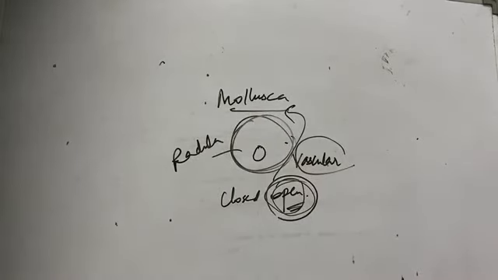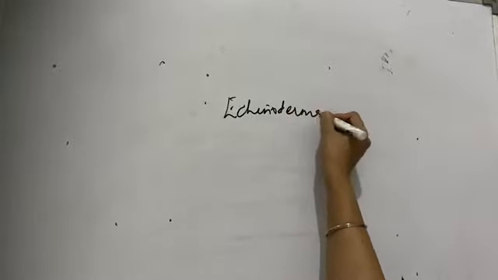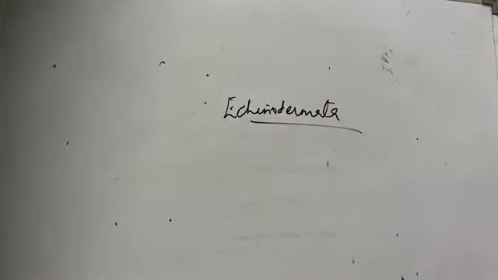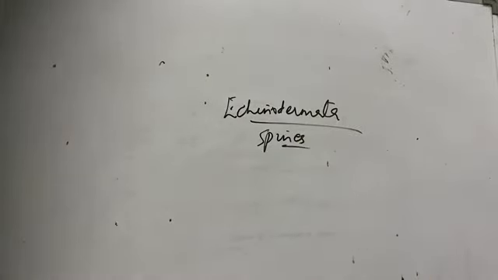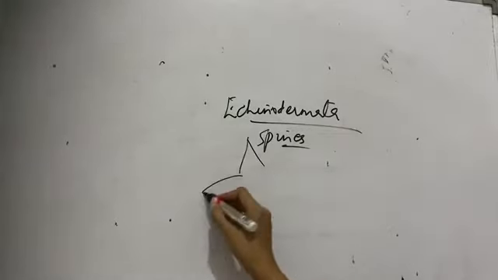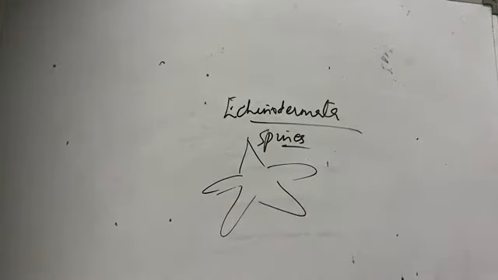Next phylum is phylum Echinodermata. So organisms are known as echinoderms. Okay, so echinoderms have a bone-like structure. Some kind of spines are present on their body, and their body, like imagine a starfish, it is having 5 arms, no? So their body is having 5 equal parts.